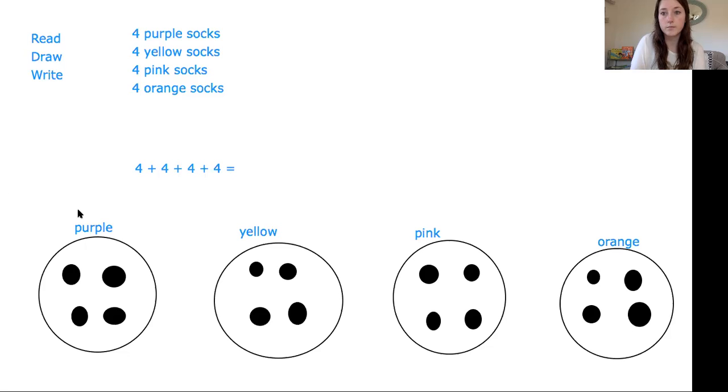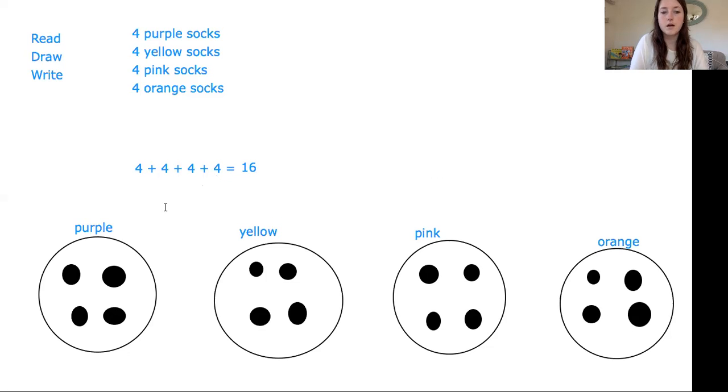I'm going to count them up one by one to figure out how many I have all together. 1, 2, 3, 4, 5, 6, 7, 8, 9, 10, 11, 12, 13, 14, 15, 16. So my addition sentence is going to say 4 plus 4 plus 4 plus 4 equals 16.